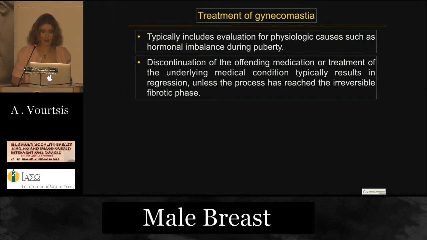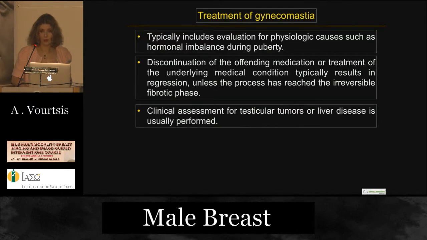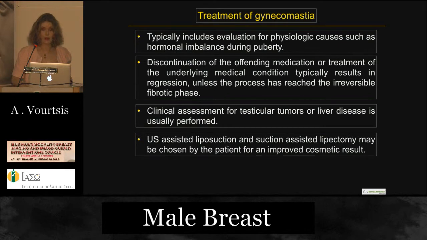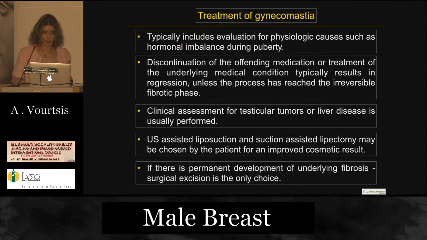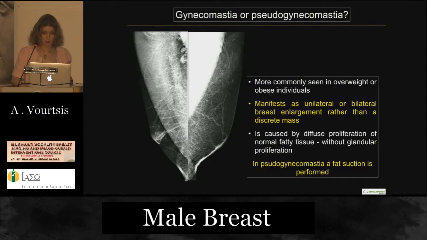Now the treatment includes further evaluation of the physiologic causes such as hormone imbalance during puberty. Maybe discontinuation of the offending medication or treatment of the underlying medical condition could result in regression. Clinical assessment for testicular tumors or liver disease is usually performed. Ultrasound-assisted liposuction and suction-assisted lipectomy may be chosen by some patients for only aesthetic cosmetic results. And if there is permanent development of underlying fibrosis, surgical excision is the only choice.